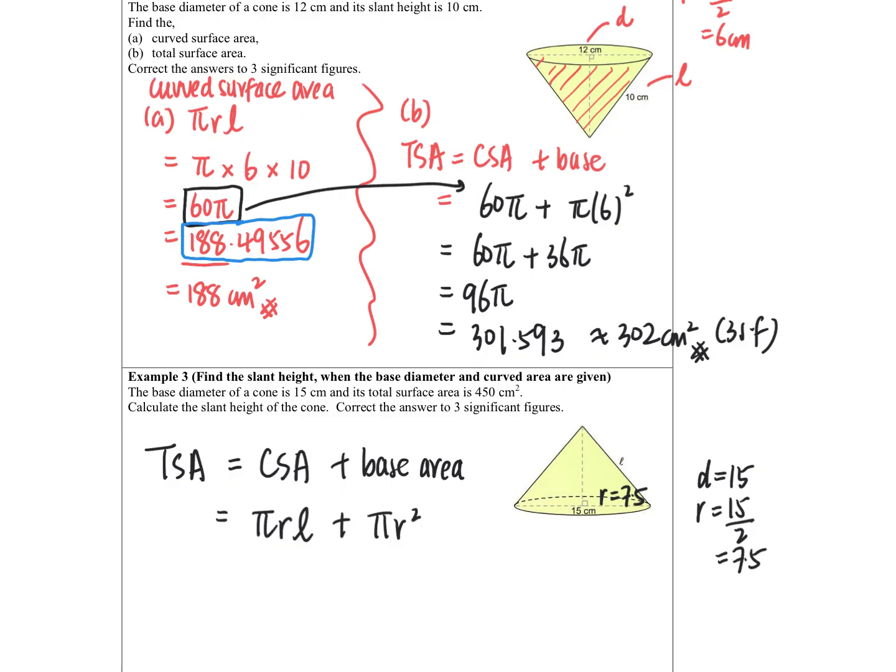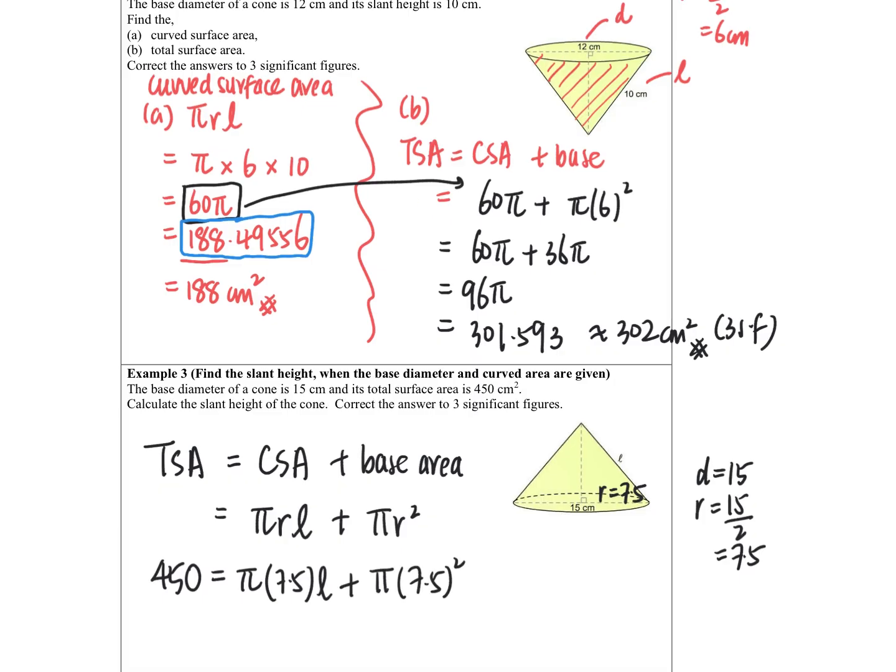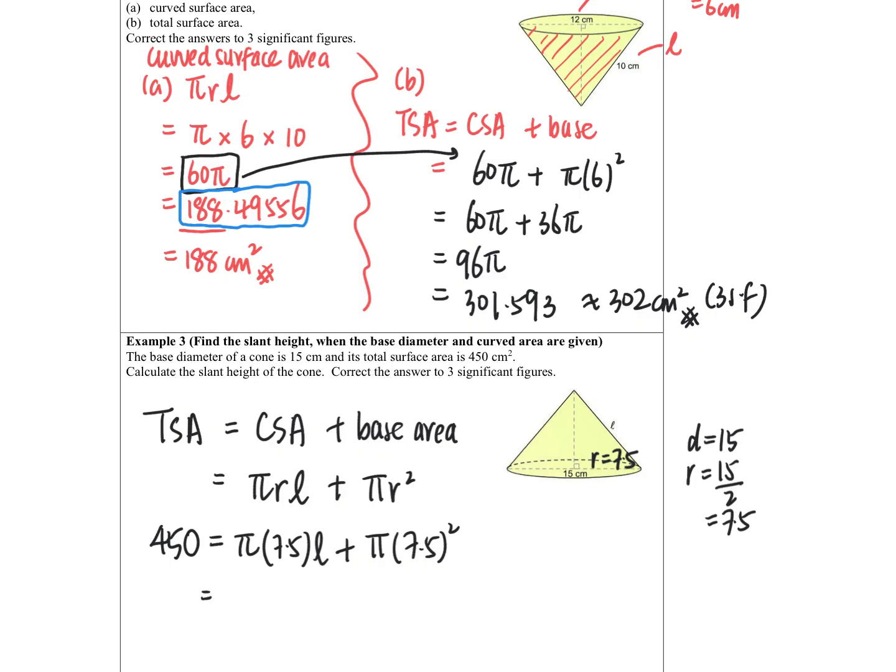Okay? So I put in everything I know. This is 450. This is 7.5. This is 7.5. You press the calculator. This is 7.5 pi L. This is 56.25 pi.